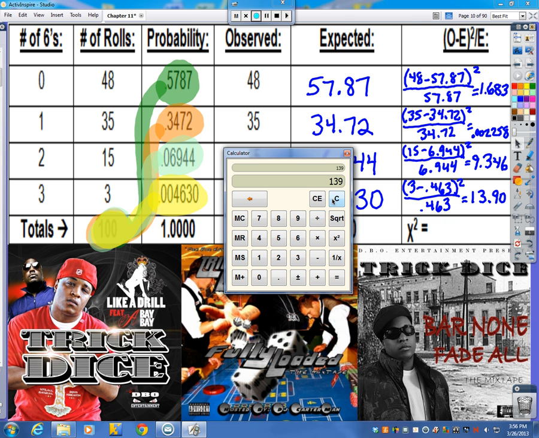Now, if I add up all these numbers, 13.9 plus 9.346 plus 0.002258 plus 1.683 gives 24.93. So this 24.93 is our chi-squared statistic.